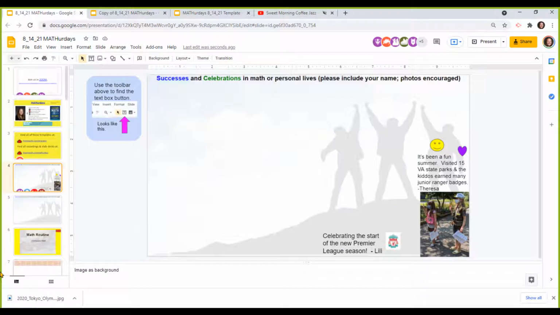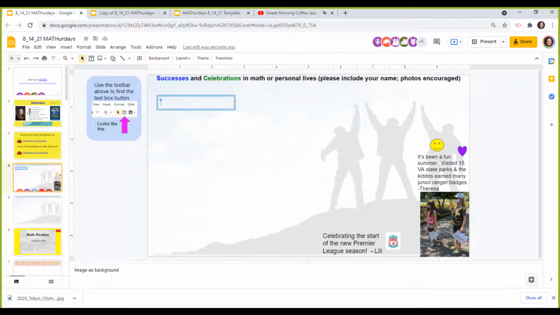And then if you'd come on down to slide 4 and let us know what are your successes and celebrations. For those of you who attend regularly, what have you been doing the last couple of weeks? Go ahead and share with us here. Feel free to add pictures and more.